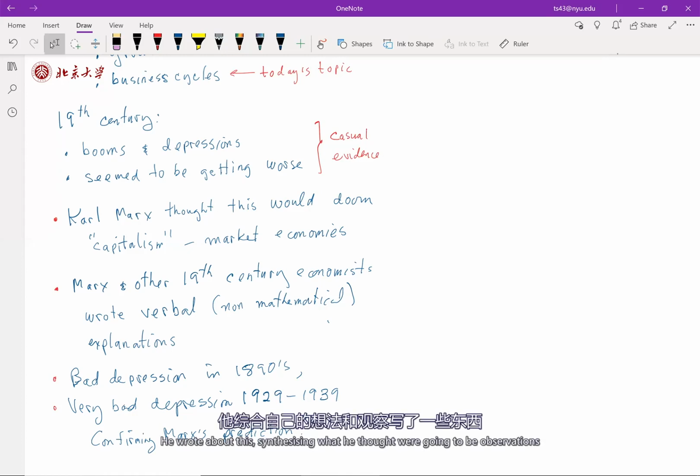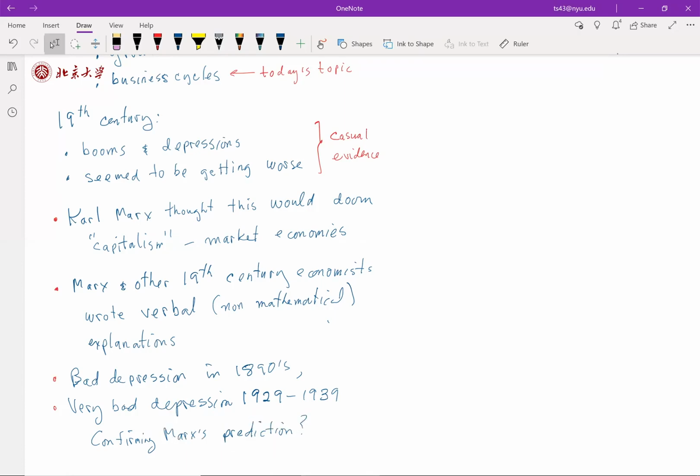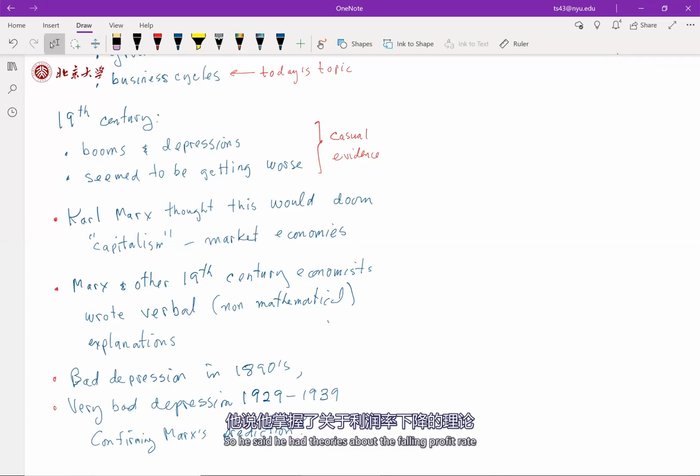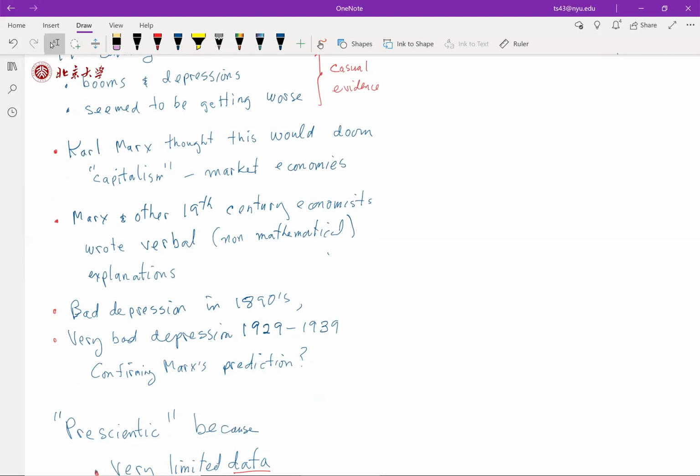And he wrote about this, synthesizing what he thought were going to be observations. He was a very good economist in the classical tradition of Smith and Ricardo. He wrote about this not using mathematics, but using sophisticated verbal arguments. So he had theories about the falling profit rate, that through the internal logic would destroy market economies. For a time, it looked like his predictions might be right.